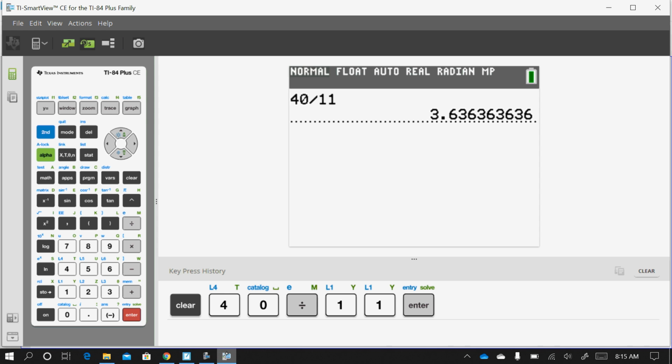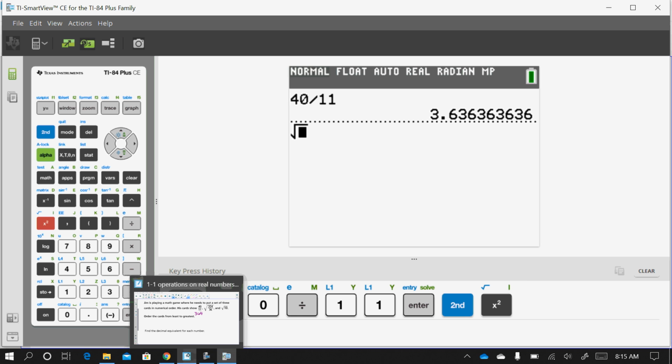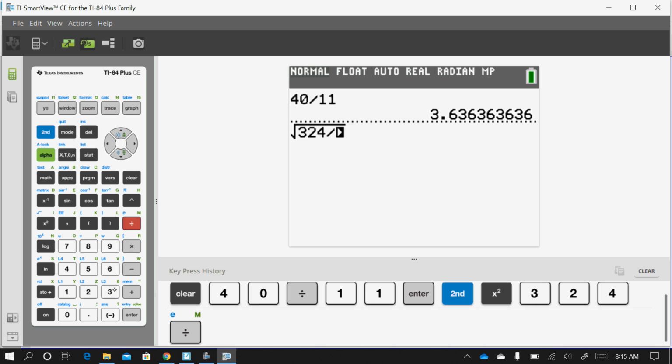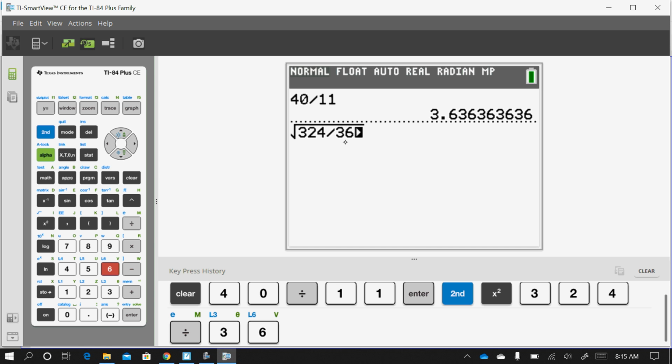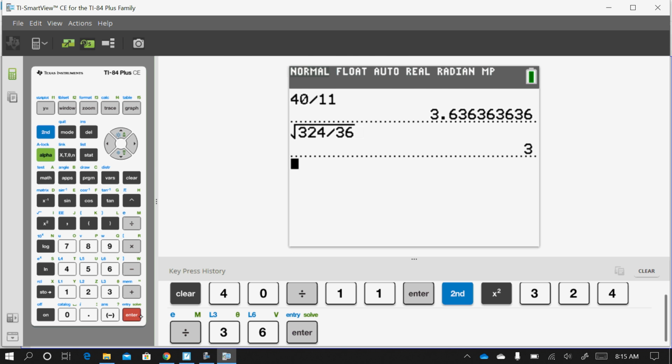Now on this calculator, to get the square root, press second, x squared. It's the square root of 324 divided by 36. Make sure you keep that divided by 36 completely under the square root. There is a difference there, so be careful. That just gives me 3.